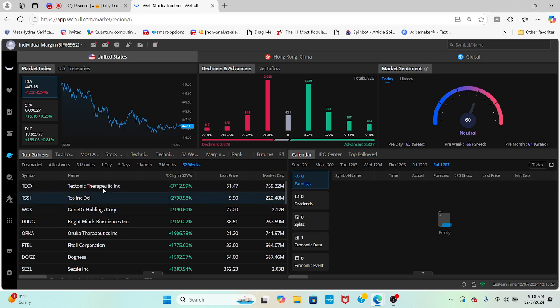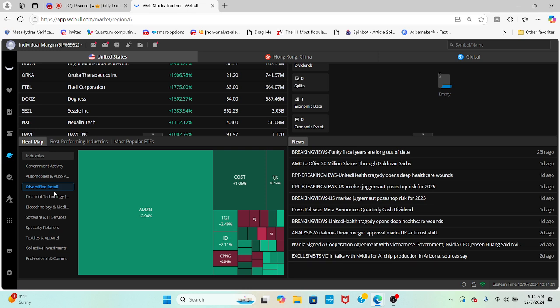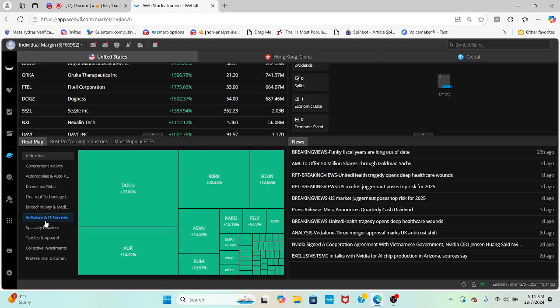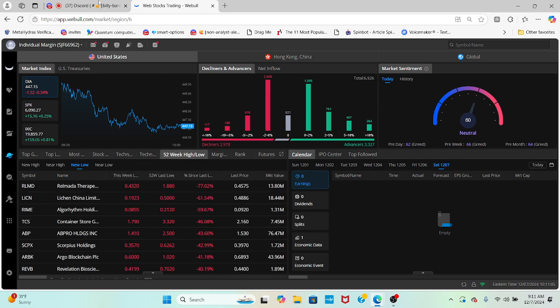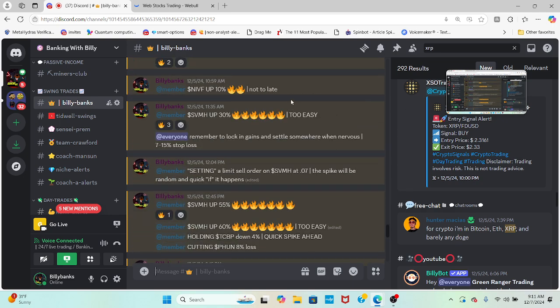This is how you use and navigate Webull. You can see your heat maps down at the bottom. I don't look at the heat maps too much. I don't care about what industry is being the most heated because I'm going off the 52-week lows and they always explode. If you are new to trading, I recommend you study my section.